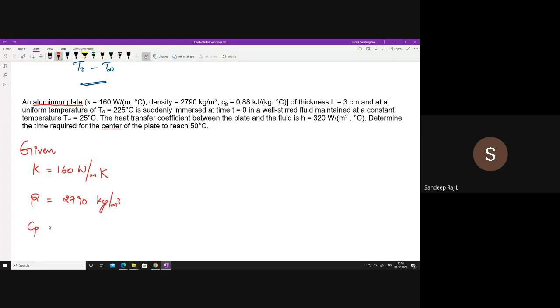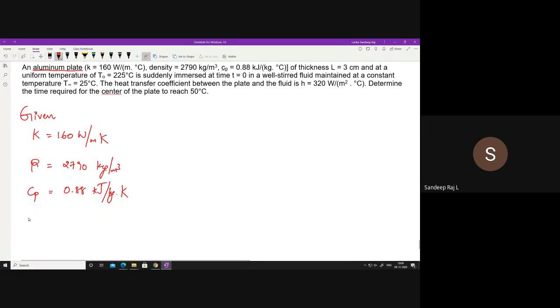And the Cp is given as 0.88 kilojoule per kg Kelvin. And the thickness is given here. L is represented with L is equal to 3 centimeters at a uniform temperature of 225 degrees centigrade. Suddenly immersed in time t is equal to 0.